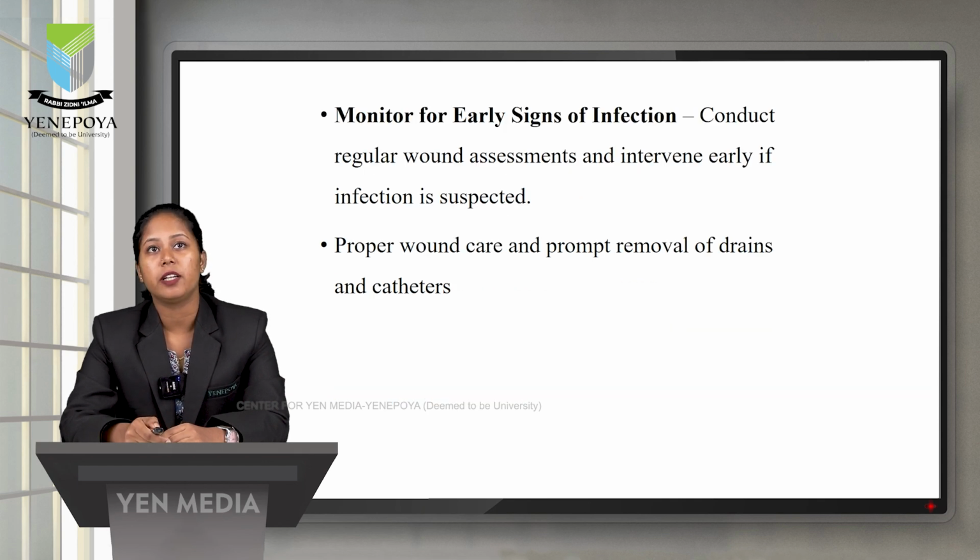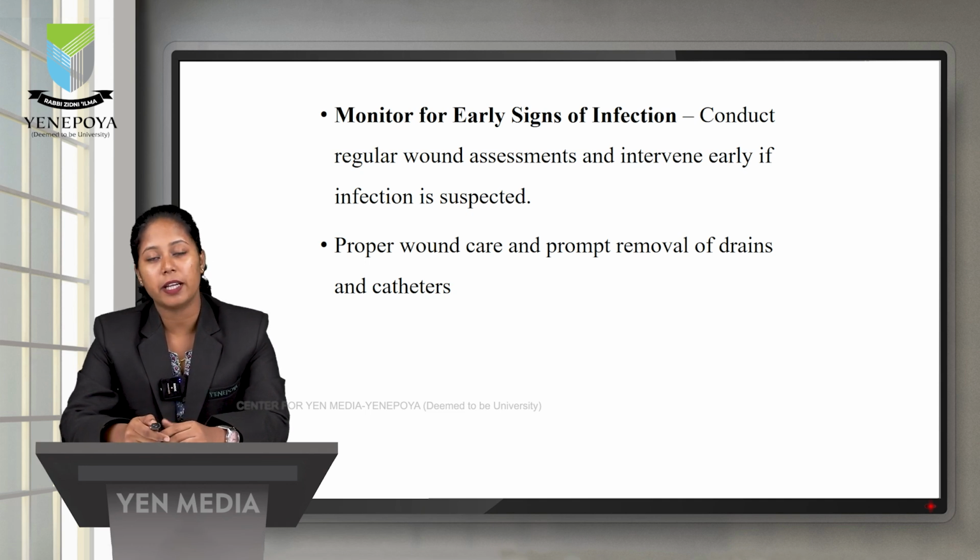Other than that, monitor for early signs of infection. Once the patient has undergone surgery, it is not that our responsibility is done. Again, daily we have to assess the surgical site where he has undergone surgery, because only if you are assessing daily can you notice even a little difference.